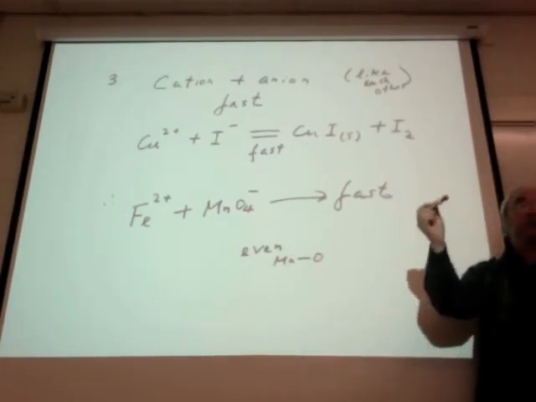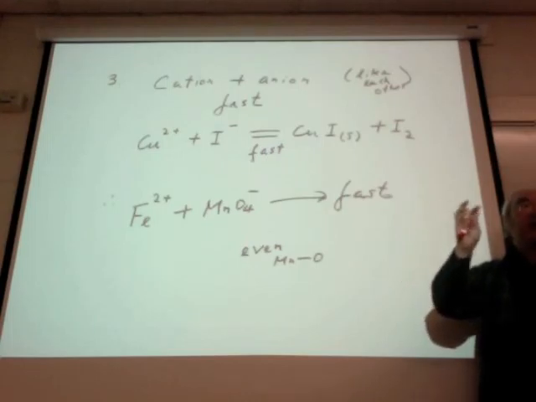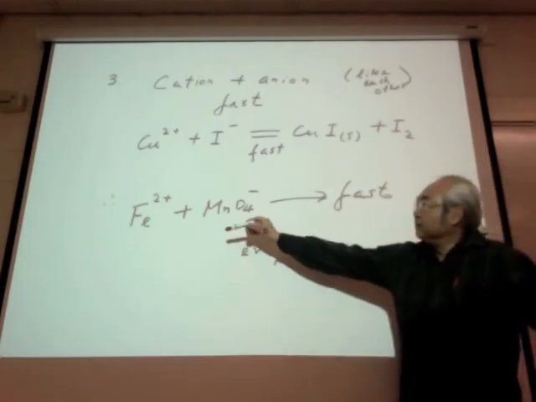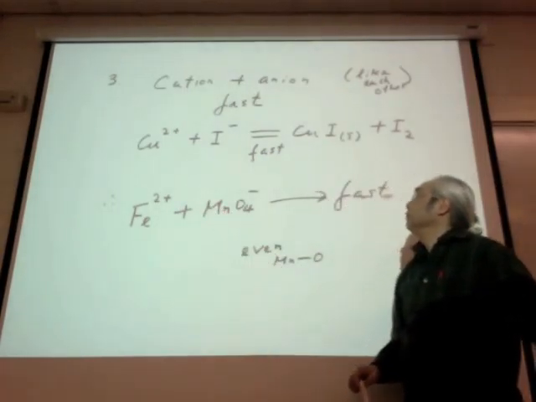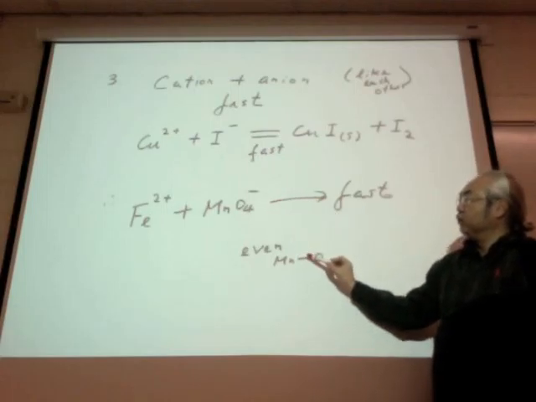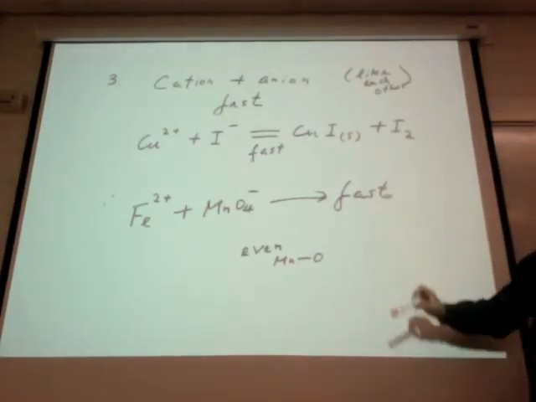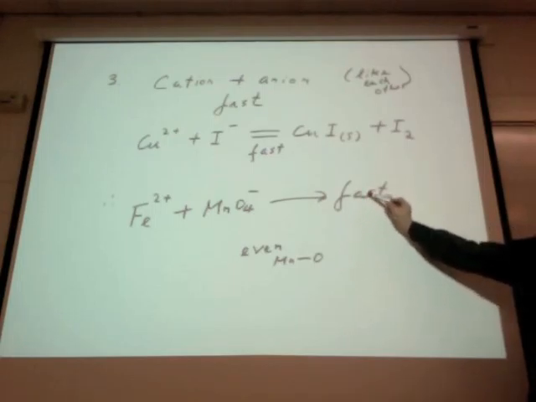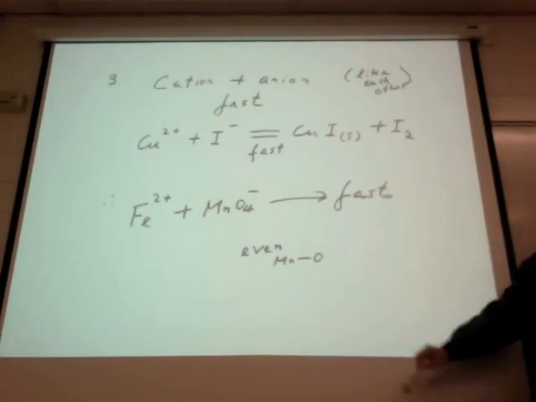In the previous one, they were both anions. Here, one is a cation, so the collision will provide sufficient energy to break that. So it's fast. So this is a tricky generalization. So memorize that.